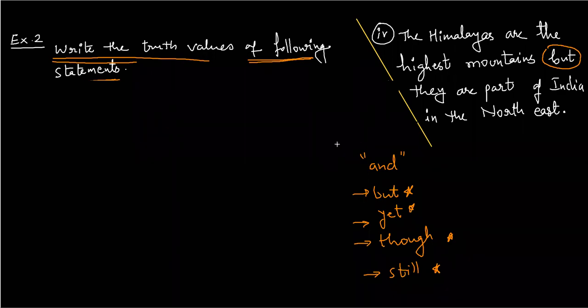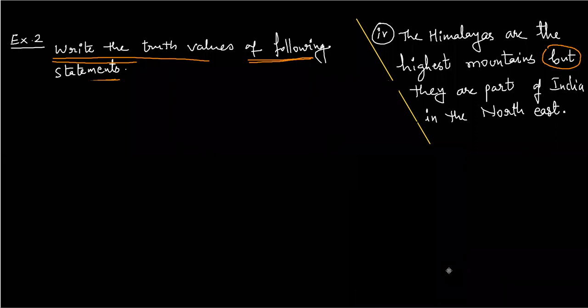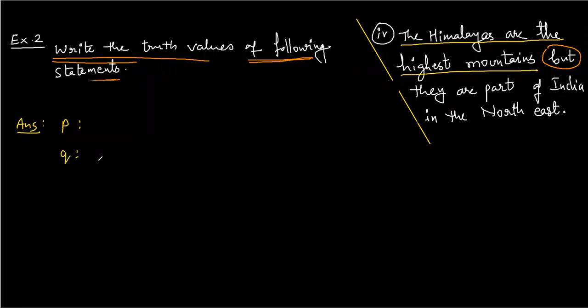So let us solve this problem. What I will do here, once again, I will write the symbolic representation for this compound statement. So first I will write the Himalayas are the highest mountains. So I will write that as P. Answer for 4th, I will write P. And here what I will write? Then I will write Q. Q is they are part of India in northeast. So instead of they, you should write Himalayas. So Himalayas are part of India in the northeast.